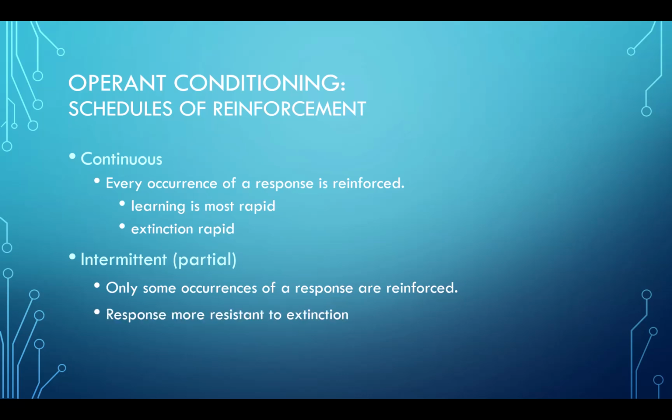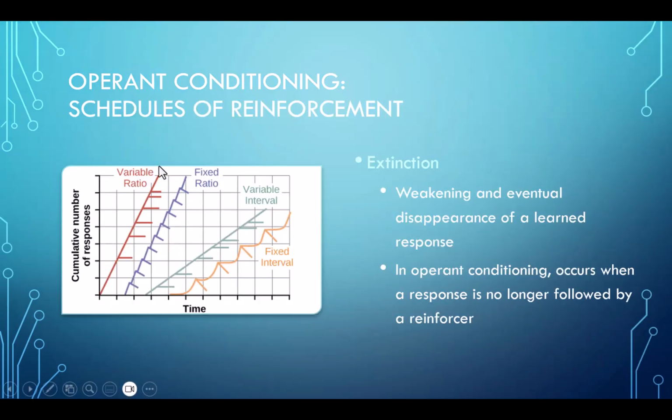Intermittent or partial reinforcement is when only some of the occurrences of the response are reinforced. So this is going to be more resistant to extinction because the person or the animal doesn't know when the next reinforcement is coming. And there are different schedules for intermittent or partial reinforcement: a fixed ratio, fixed interval, variable ratio, or variable interval. So this diagram just shows you the different types of intermittent reinforcement schedules. Again, I'm not going to hold you responsible for knowing the distinctions between the two.